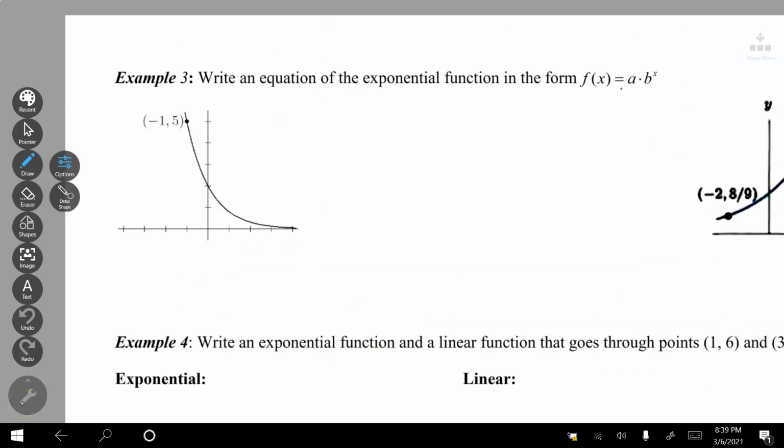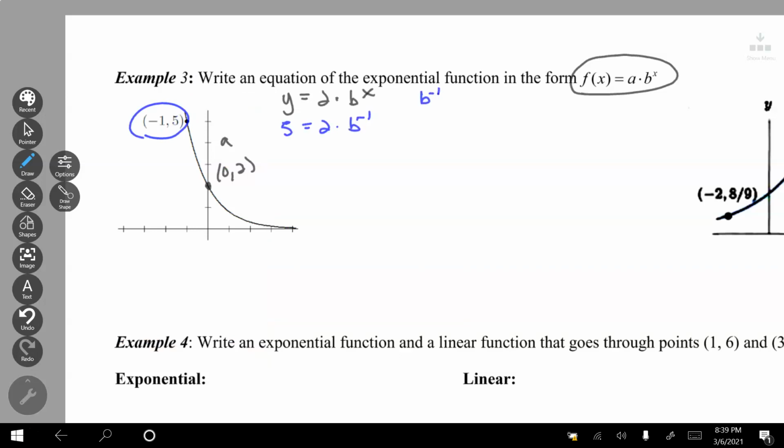So we could always use more practice writing equations. This a times b to the x. I gave 2 points. What's nice is that I gave you this point right here, 0, 2. And that's the a value, so I have y is equal to 2 times b to the x. Now I could plug in this point, 5 equals 2 times b to the negative 1. But b to the negative 1 really means 1 over b. So this is really 5 is equal to 2 over b. I can multiply by b on both sides, because I really don't want to work with the denominator. And I can divide by 5, and I get b is equal to 2/5.